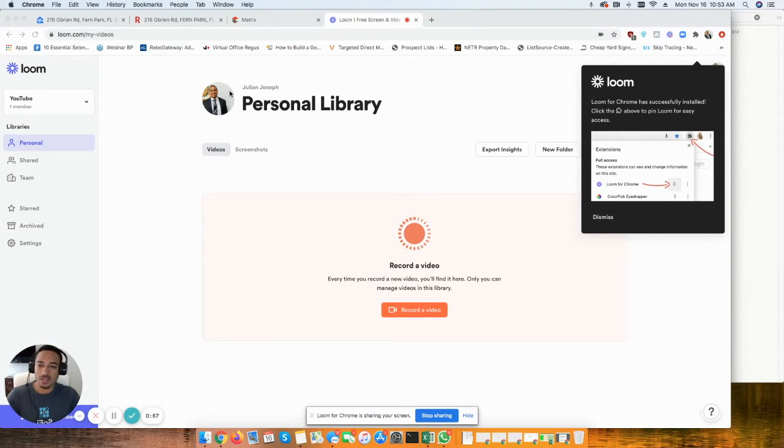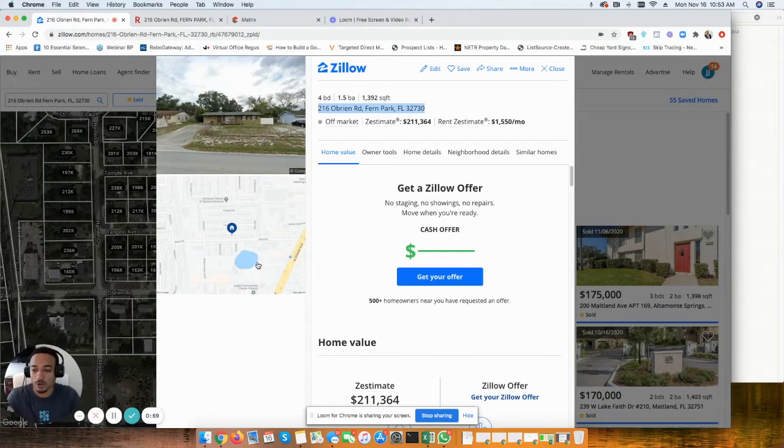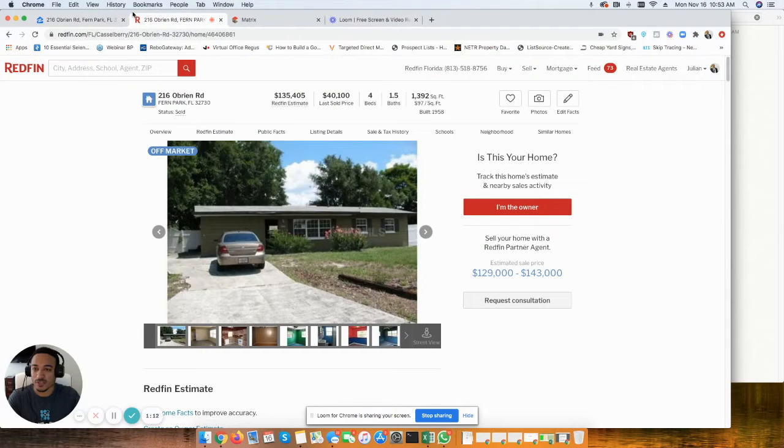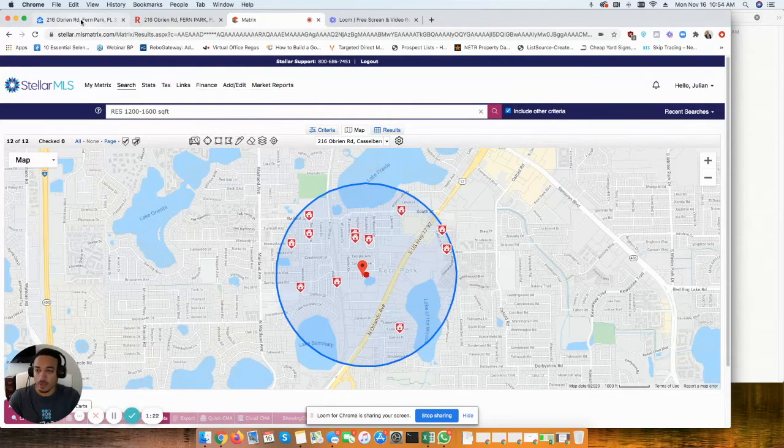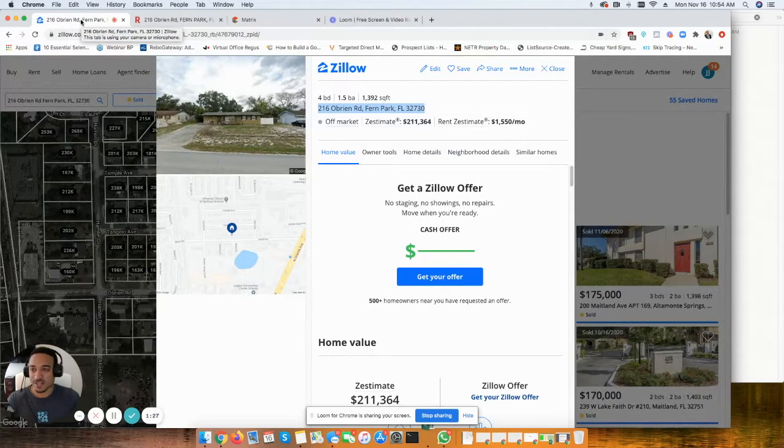So here's what I want to show you guys. Today we're going to go over this property here, 216 O'Brien Road, Fern Park, Florida. We're actually closing on this in a week or so, and we should be wholesaling this to an investor. So I like to use Zillow as a place to do comps. I also like to use the MLS. So for those that don't have access to the MLS, I'm going to show you exactly how I do it on Zillow.